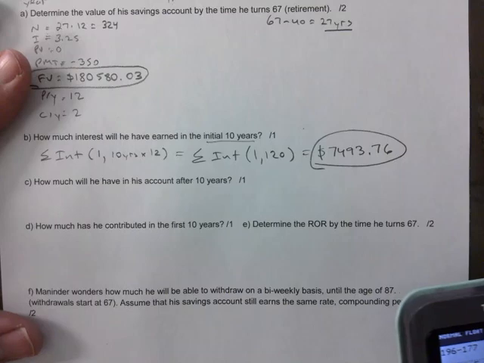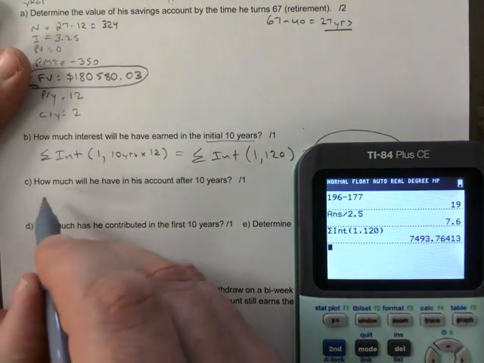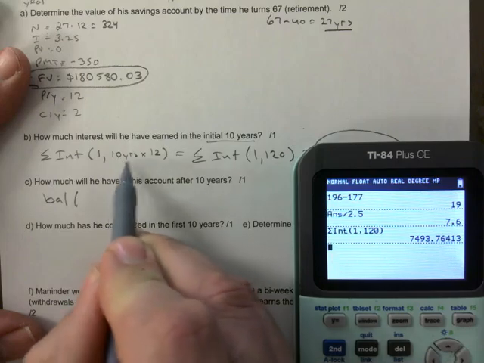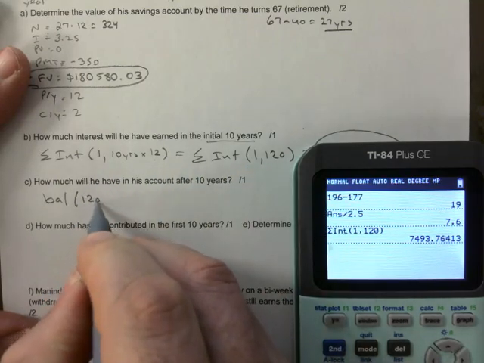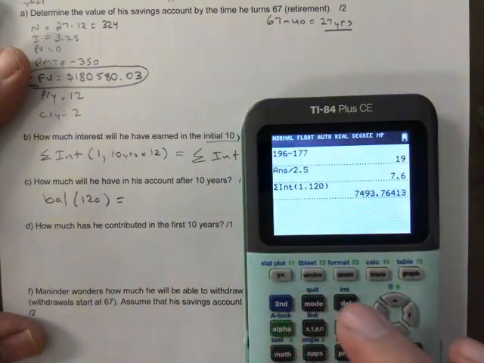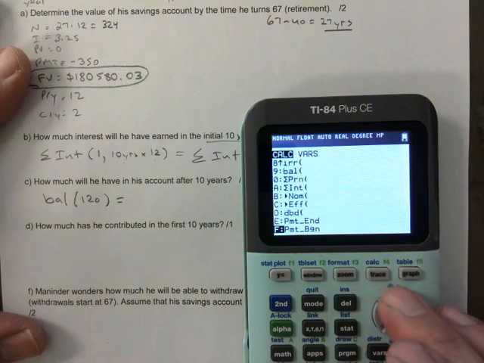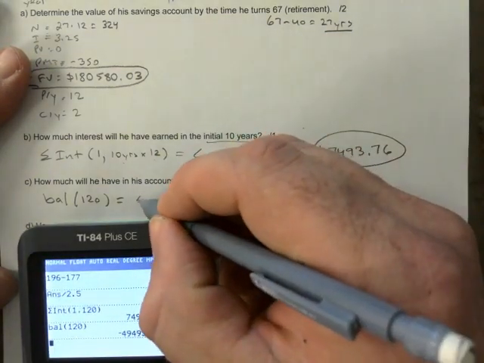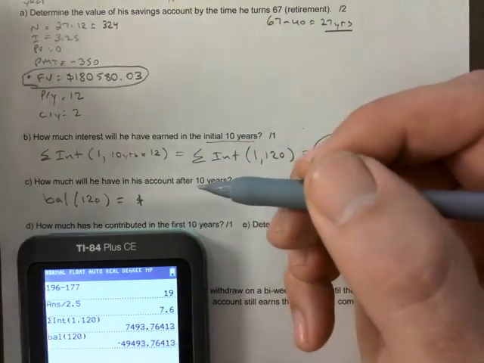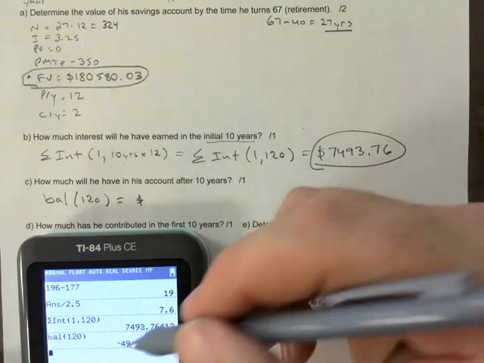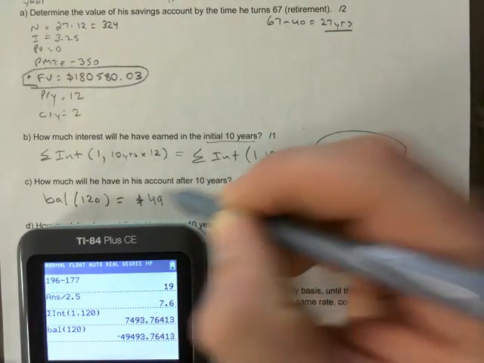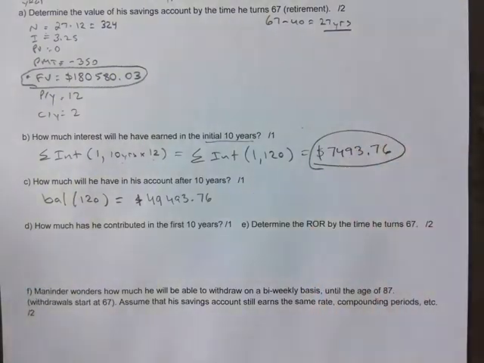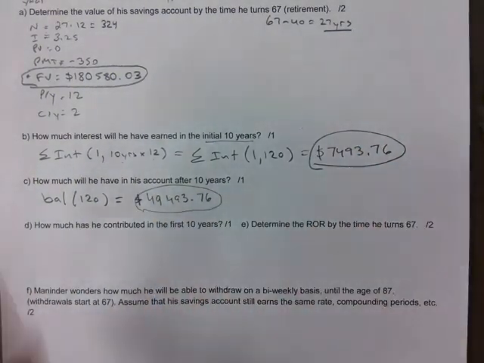How much will he have in his account after 10 years? What are we using there? Balance, right? Balance after 10 years. 10 times 12, I already did that, so I'm just going to borrow that amount, and it's balance 120. So we go apps, finance, there it is. So there will be, you don't have to worry about the negative. Why is it negative? Because it's in the bank, right? That's why it's negative. So it's $49,493.76. Okay, that's how much is in the account after 10 years.